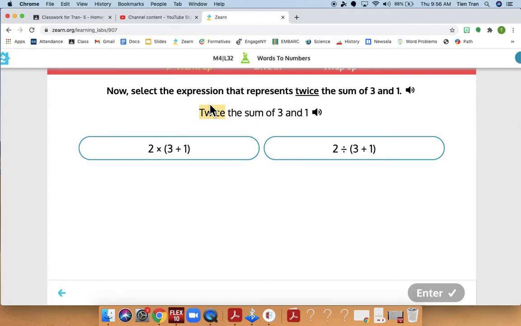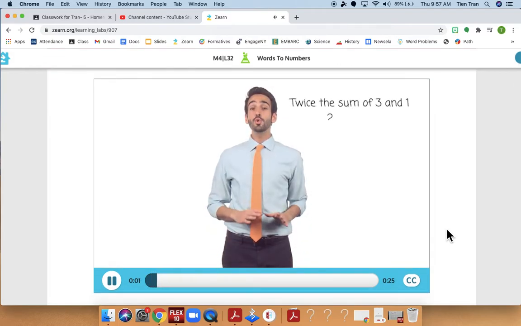Now, it asks you to select the expression that represents twice the sum of 3 and 1. So we knew earlier that it's 3 plus 1. This one also says 3 plus 1. But notice that one is division and the other one is multiplication. I told you guys earlier that when you're using the number twice, that means that you're multiplying times 2. So I'm clicking on the first one right there, 2 times 3 plus 1. 2 times the quantity, 3 plus 1.